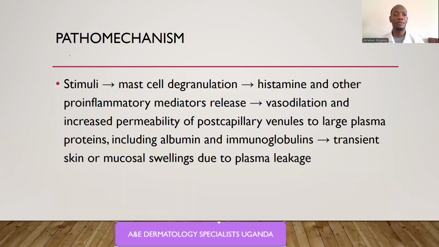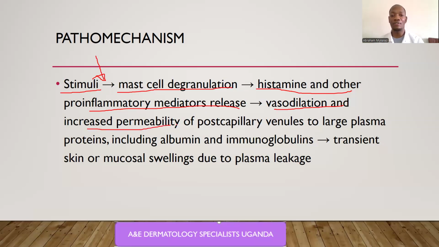So when you go to the pathomechanism, if you have to summarize it, you will have a stimulus, or sometimes you don't even have a stimulus, but you just have the drug acting directly on the mast cells, causing degranulation. Then after degranulation, you'll be able to produce histamine and other pro-inflammatory mediators, including different cytokines and activators of the complement. Then at the end of it all, because of histamine with its ability to cause vasodilatation, you have increased vasodilatation of the vasculature in that region where the stimulus has occurred.